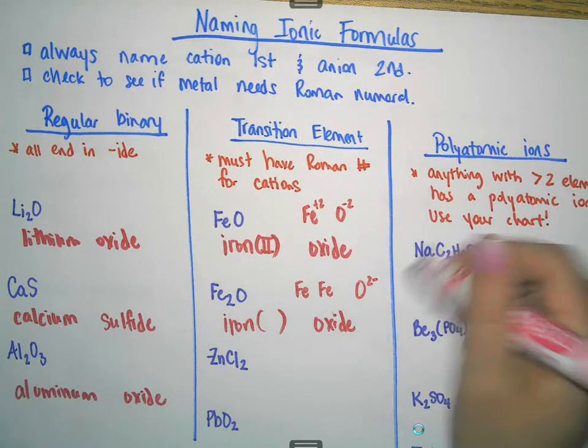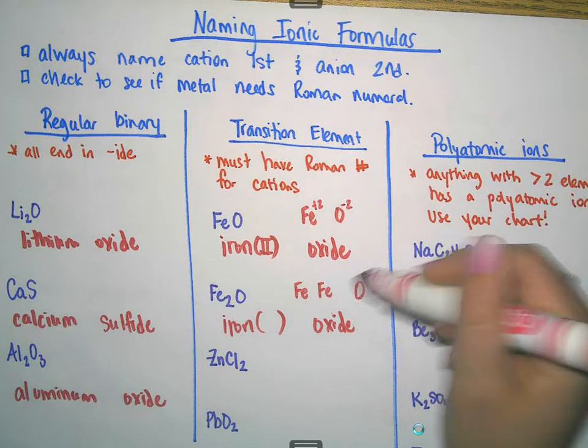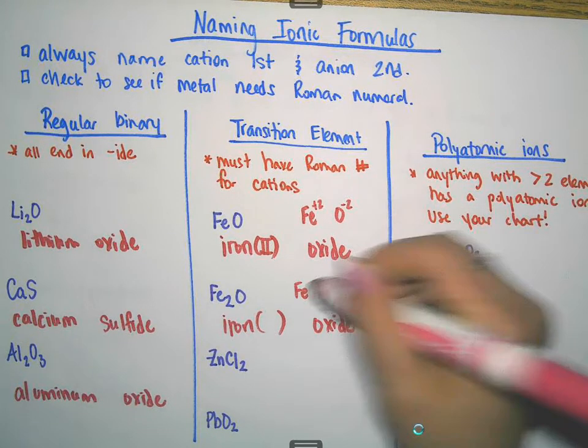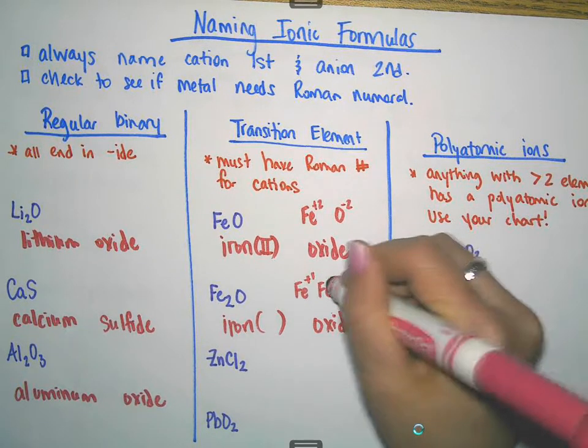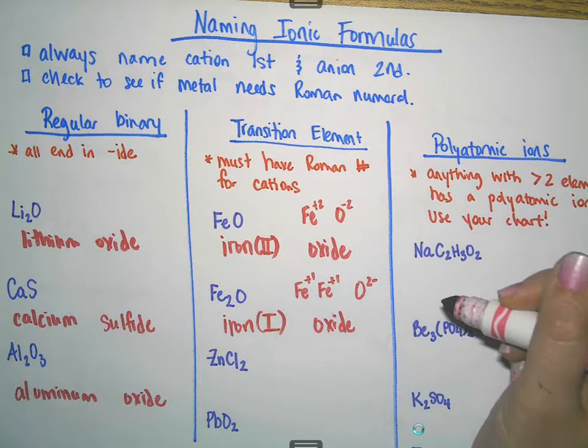Well, again, oxygen has a charge of -2, but this time I have 2 irons that it took to cancel out the -2 because they're both +1. So this one will be iron 1 oxide.